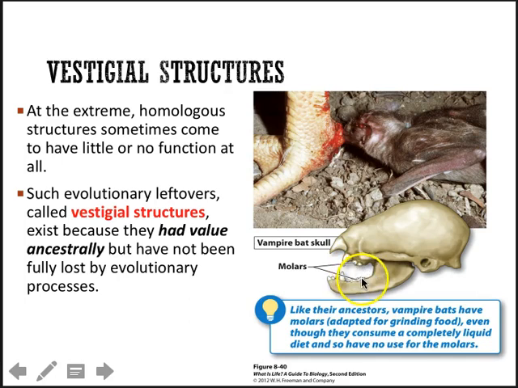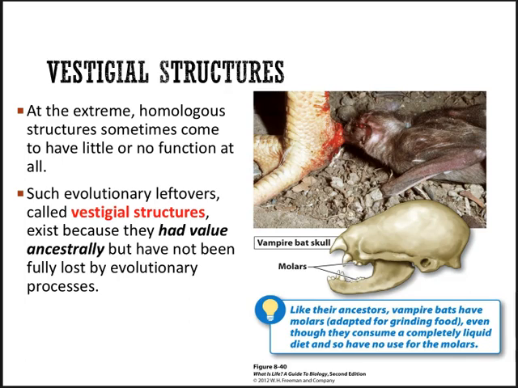But vampire bats have molars. And as you know, molars are for chewing, so grinding food. So what, really? Why would a vampire bat have molars? Well, they have molars because their ancestor had molars and they inherited the genes for these molars. And they don't use these molars.